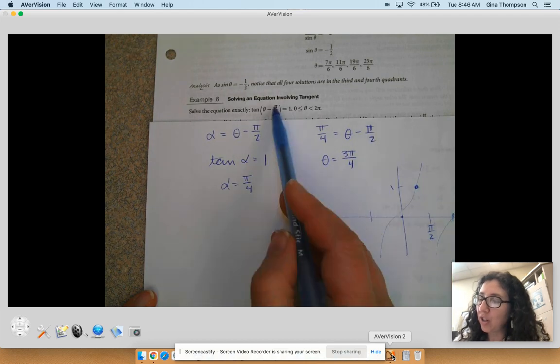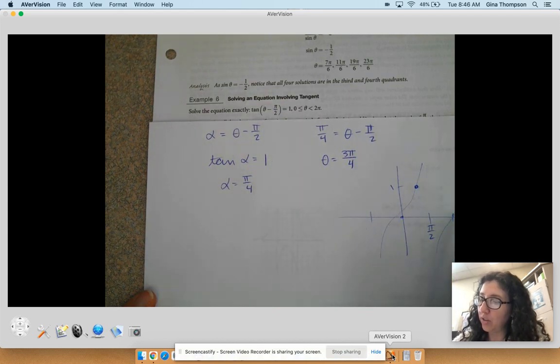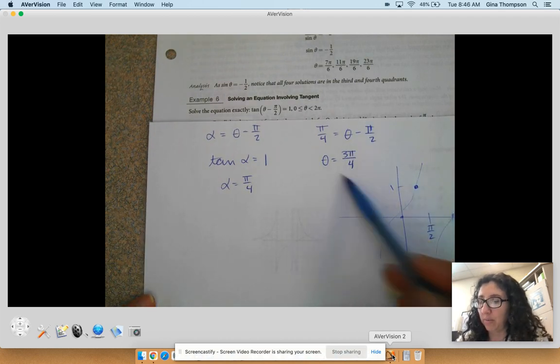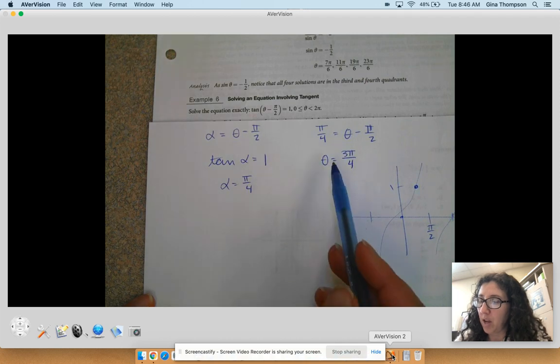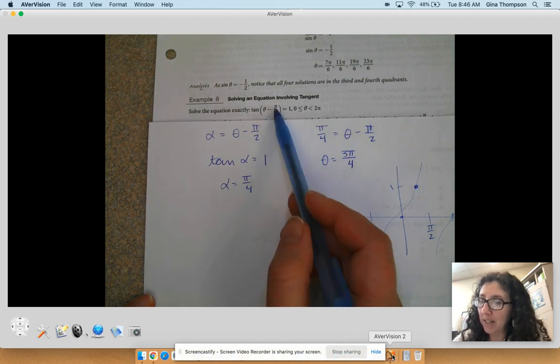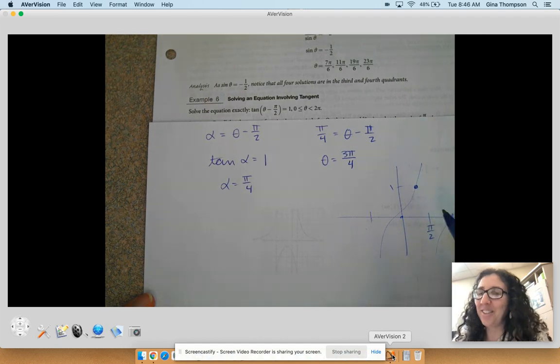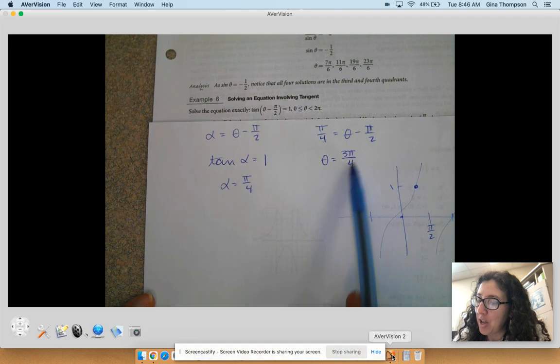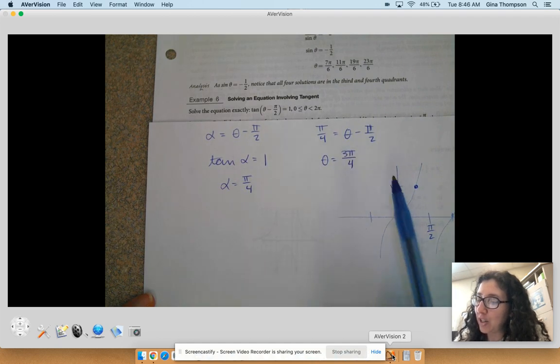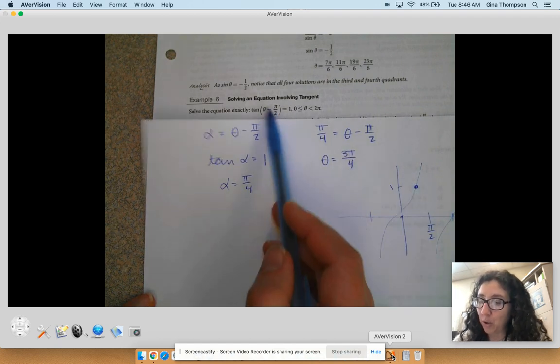So because this is shifted, right? So 3 pi fourths is shifted to the right by pi halves. Okay. So here's one answer. 3 pi fourths. 3 pi fourths minus this is going to be this answer here. Okay. There's a lot going on here, guys. Sorry. Okay. So our first answer, theta, is 3 pi fourths. That's going to make this true.